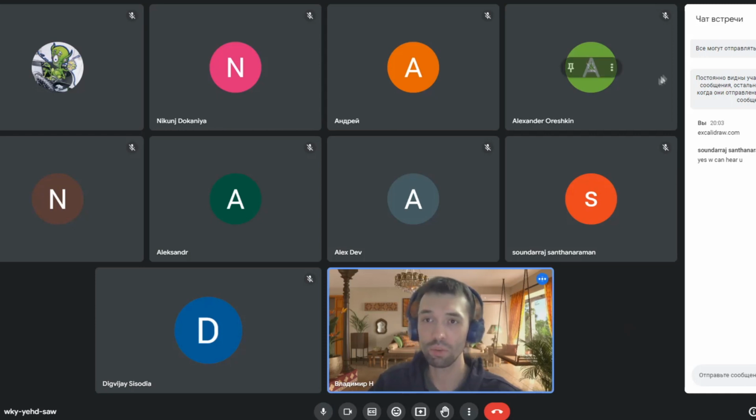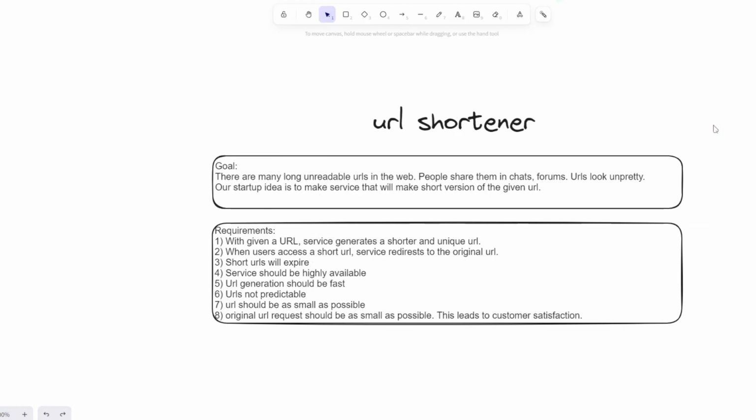The more tasks you complete, the better you can do in the real interview. We can go, I think, to the diagram space and see the task. Why not?